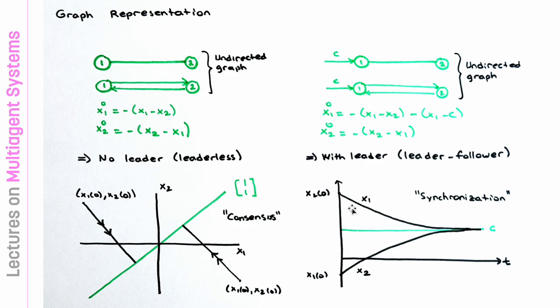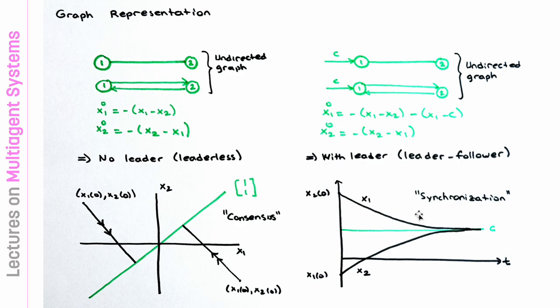Versus synchronization, where every agent synchronizes itself with a command, and the initial conditions can be anything. X2 can be anything, X1 can be anything. When you run this protocol, regardless of the initial conditions, all agents converge. The trajectories, the states of all agents, converge to a generated command or a command known by leader agents. That's the fundamental difference between consensus and synchronization-like problems.